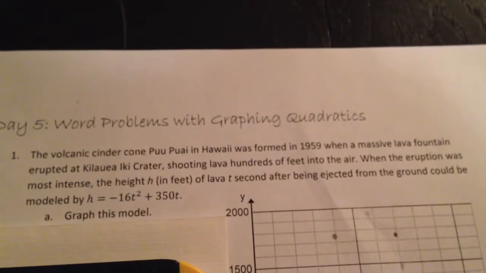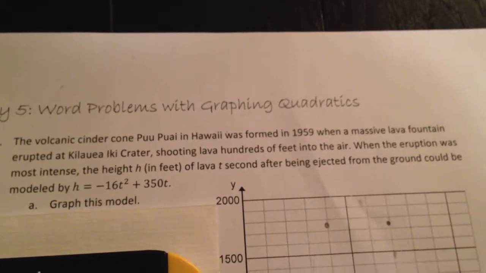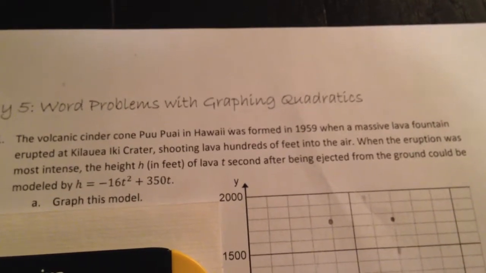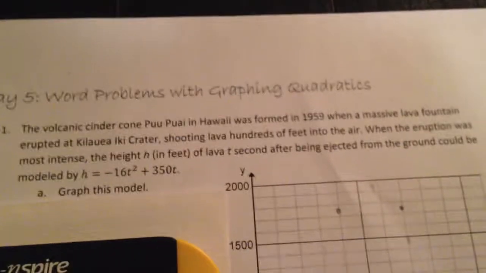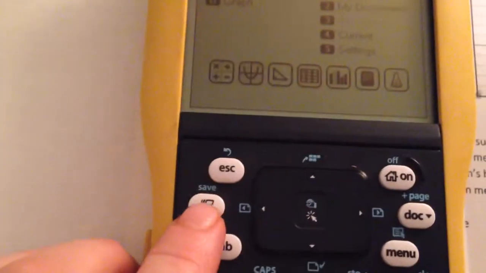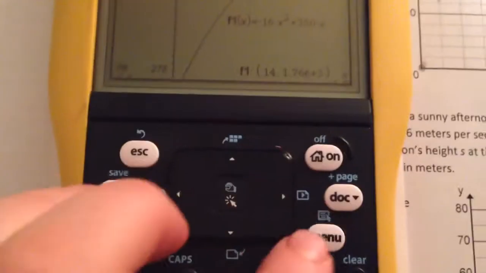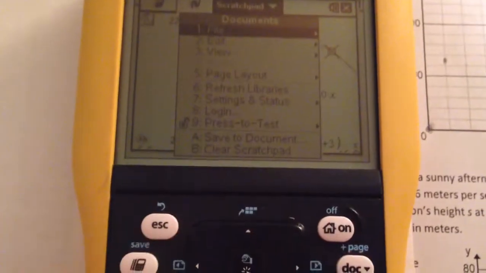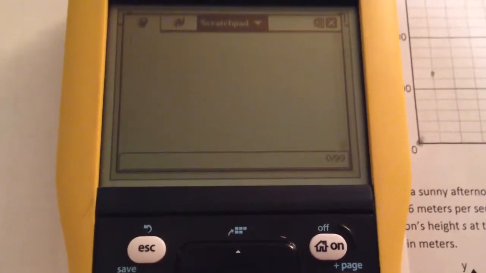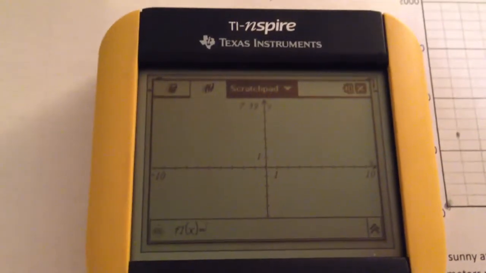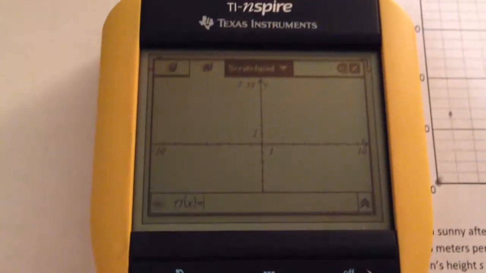We're going to solve our word problem today by graphing the quadratic equation h equals negative 16t squared plus 350t. The first thing we need to do is to graph it. So on our calculator, we're going to go to the scratch pad, the calculator button, and then we need to go to the document and we need to clear the scratch pad. So choice B, and then we need to hit the calculator button again for the scratch pad.